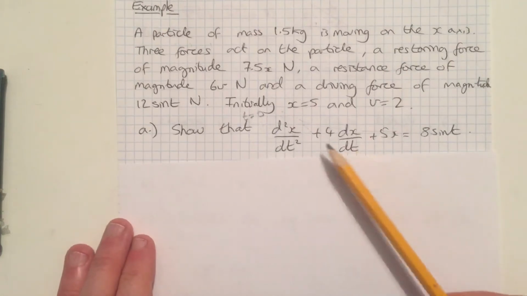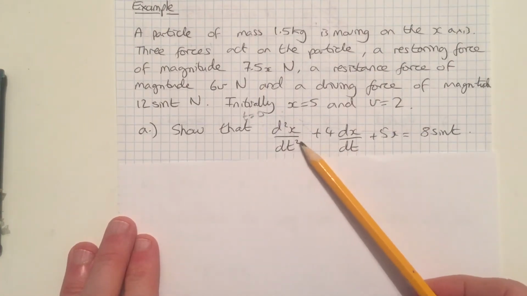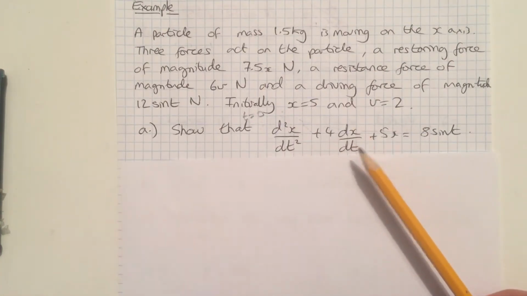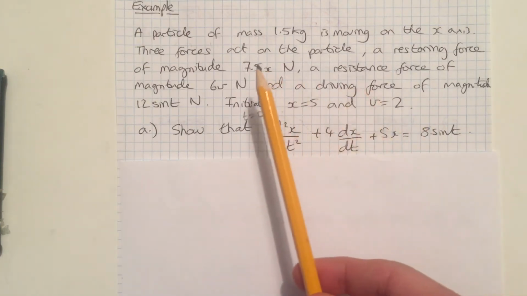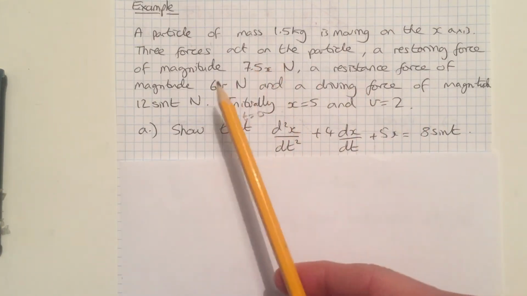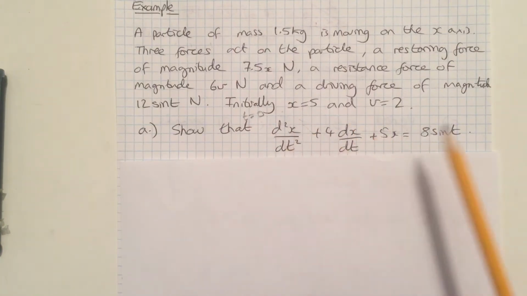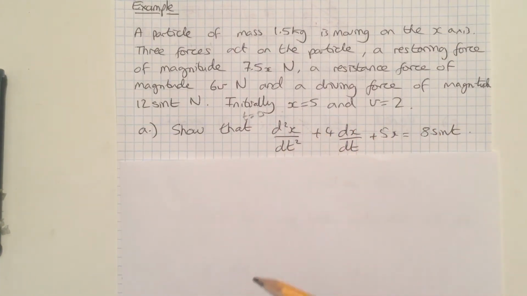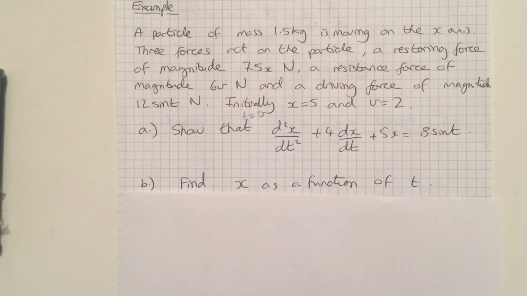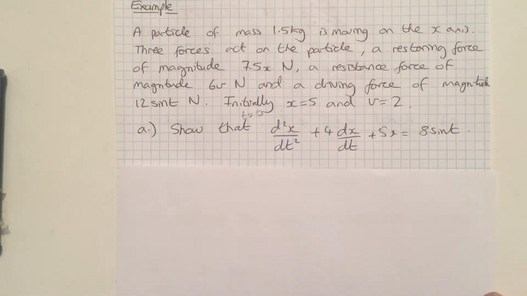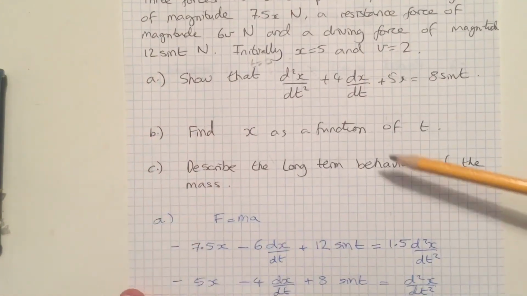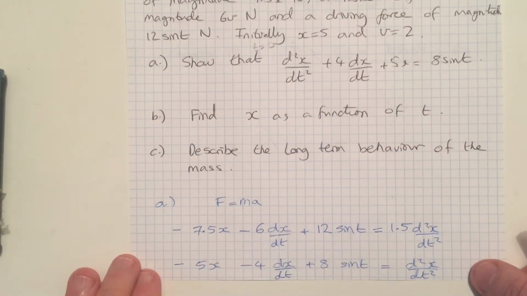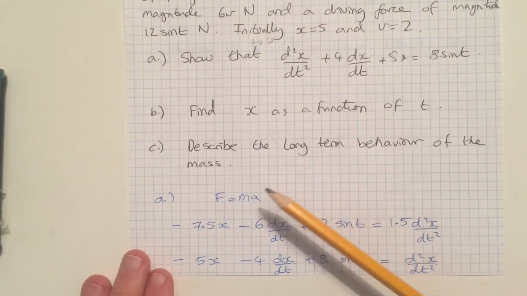And we need to show that d²x/dt² plus 4 dx/dt plus 5x is 8 sin t. So we need to show where this equation comes from. So we need to basically combine the 3 forces we're given to give this equation relating the acceleration. So I'm going to start off with Newton's second law. So we're going to start off with force equals mass times acceleration. These are the other 2 bits of the question we'll come to later.